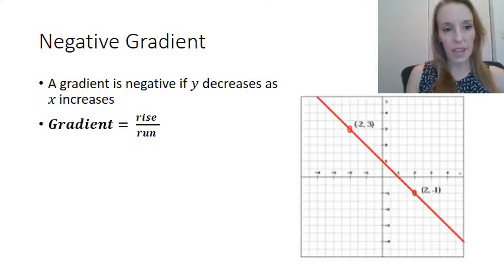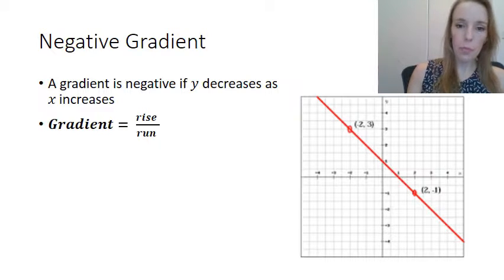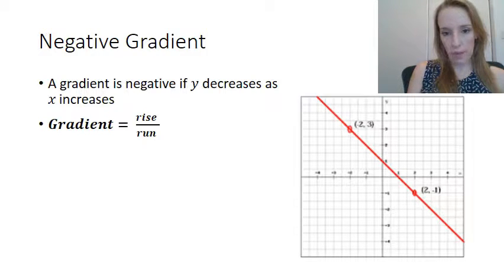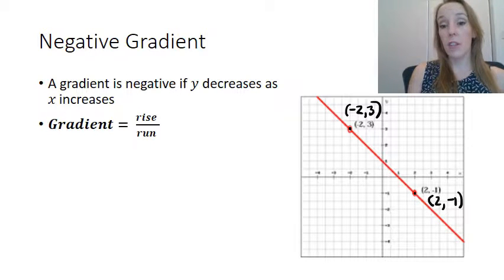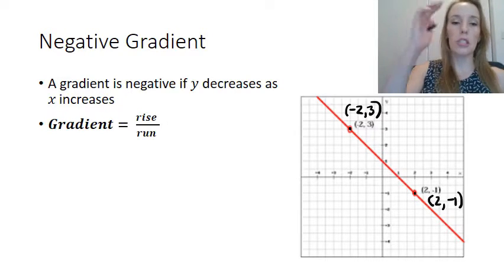Okay, so negative gradients. A gradient is negative if y decreases as x increases. You can see on our line here, we've been given 2 points. Hopefully that's not too blurry. I'll just write it again so it's a bit clearer. Our first point is -2, 3, and our second point is 2, -1. So we can see this is going to be a negative gradient because as x increases from -2 up to 2, y actually decreases, because it started as +3 and now it's gone down to -1.